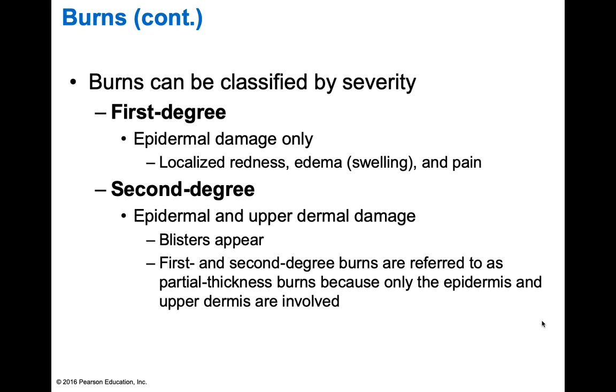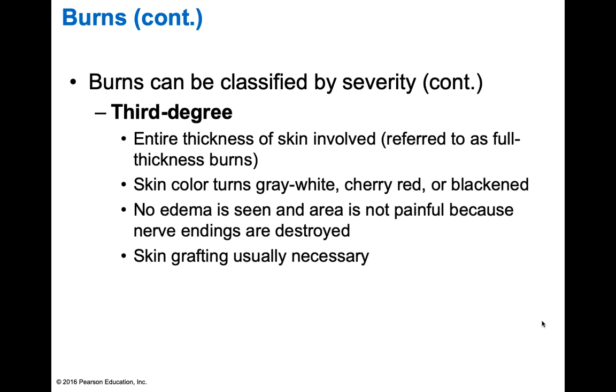1st and 2nd degree burns are referred to as partial thickness burns because only the epidermis and some of the dermis are involved. Lastly, we have 3rd degree burns. This is going to be the entire thickness of the skin, so it's referred to as a full thickness burn. The skin color turns a gray, white, cherry red, or black color. No edema or swelling is seen in the area, and it's not painful because the nerve endings are destroyed. They are killed. Skin grafting is typically necessary in these cases. Skin grafting is when they will remove or grow skin and then attach it over the burned area.